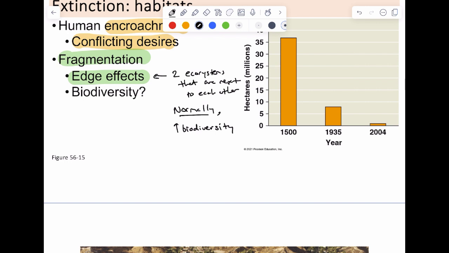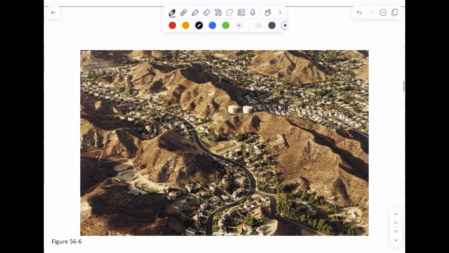When they are artificial, they usually result in a decrease in biodiversity. Namely because one of the two sides is going to negatively impact the other. What does that look like? Fantastic question.